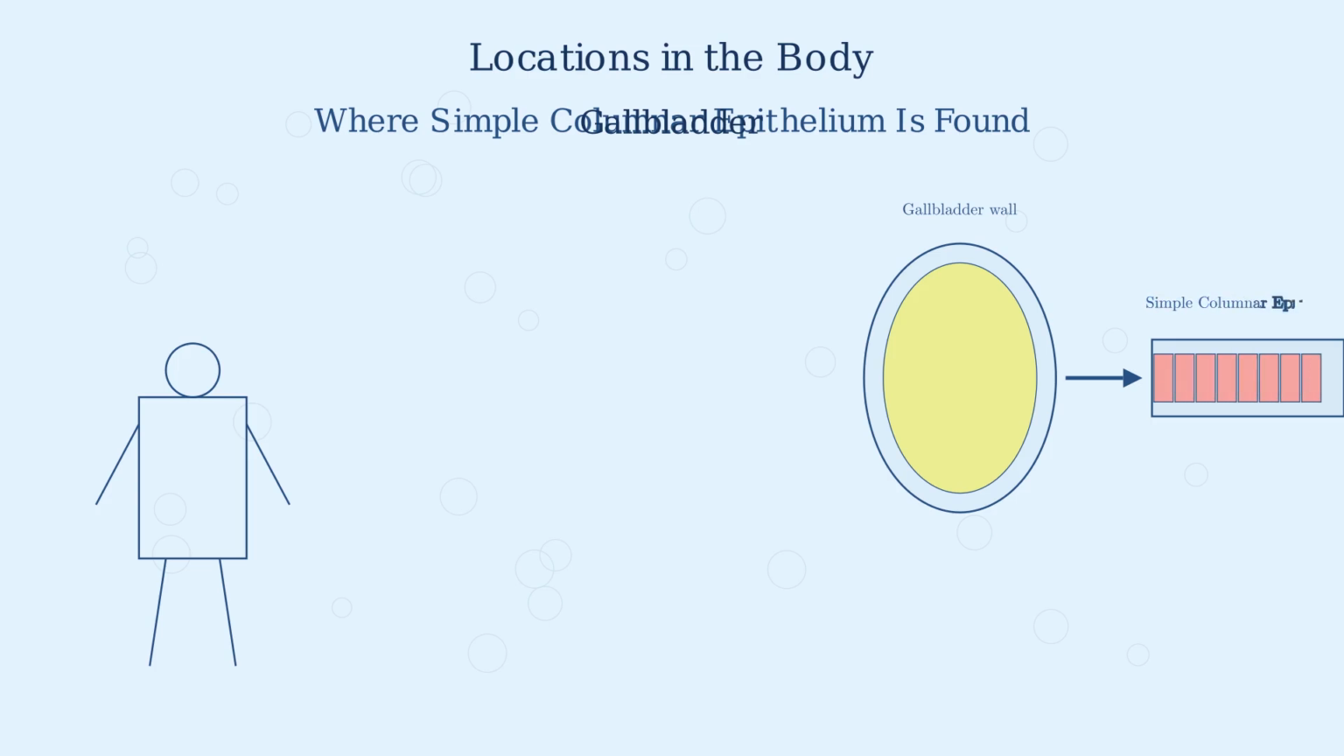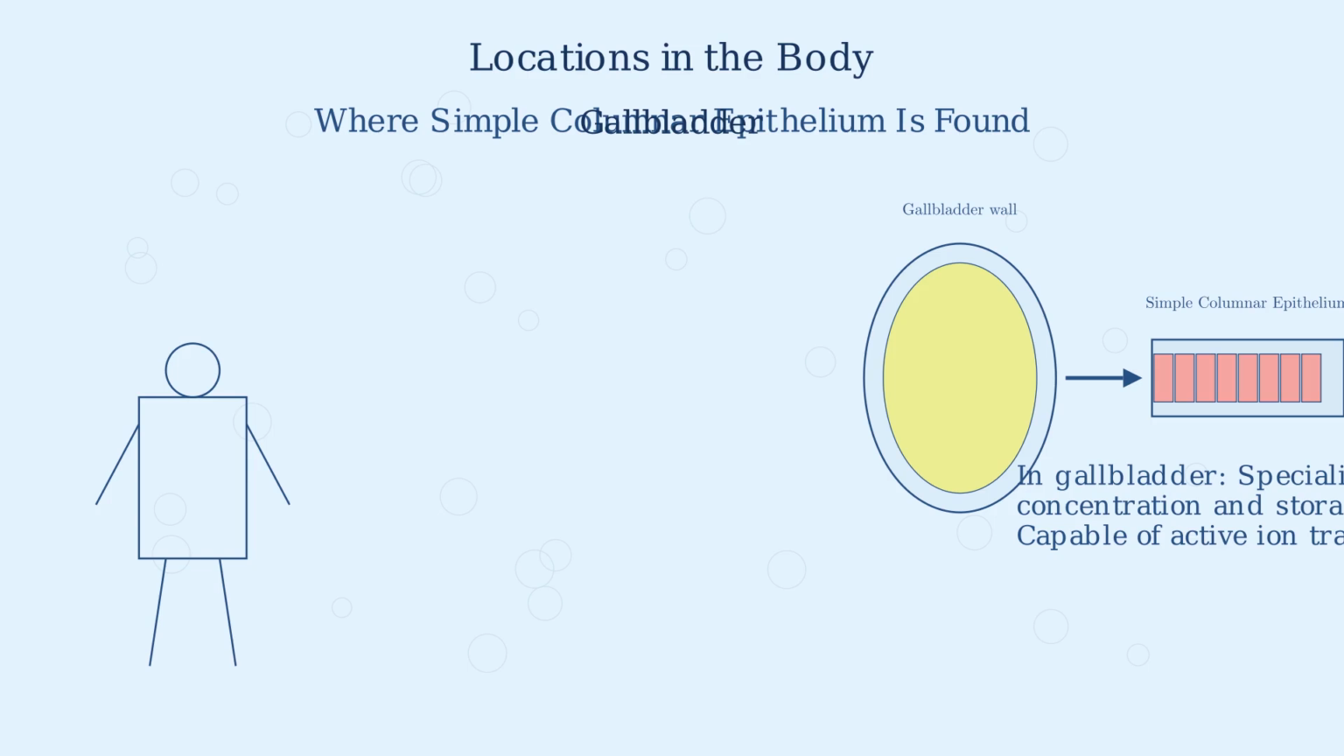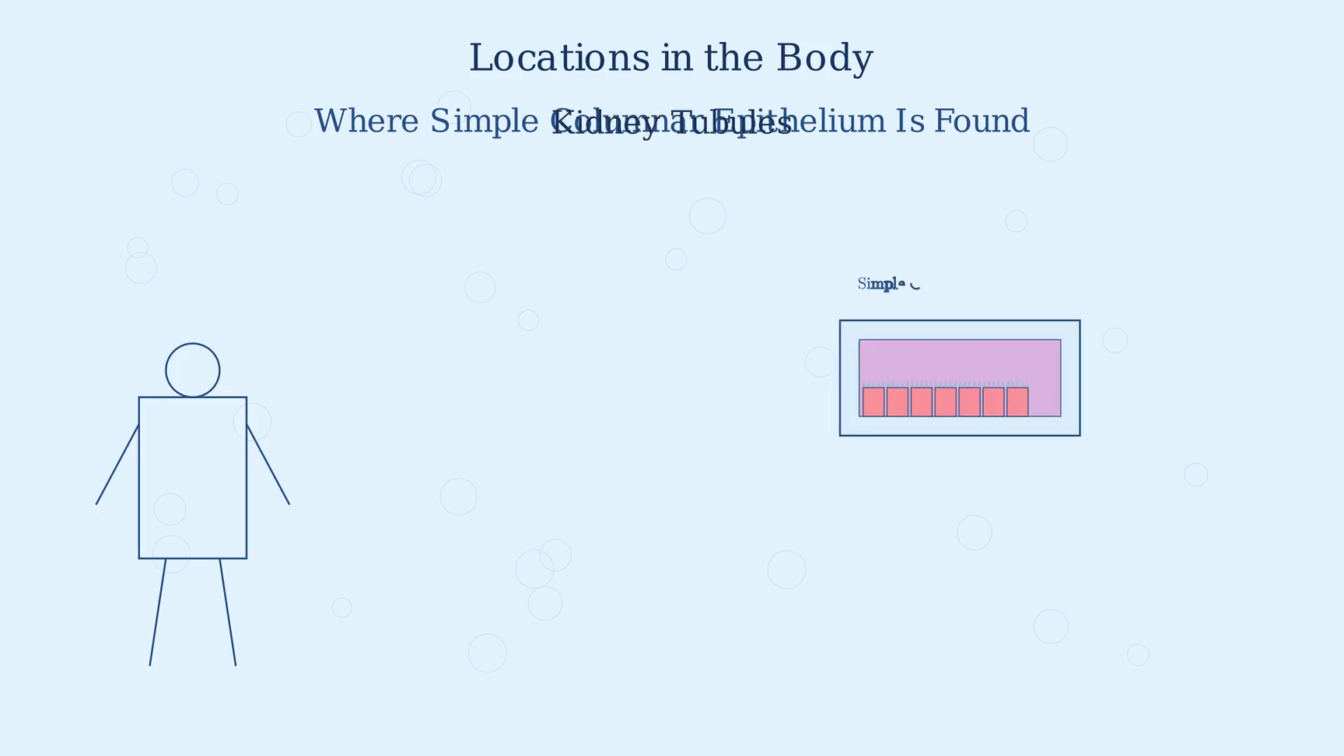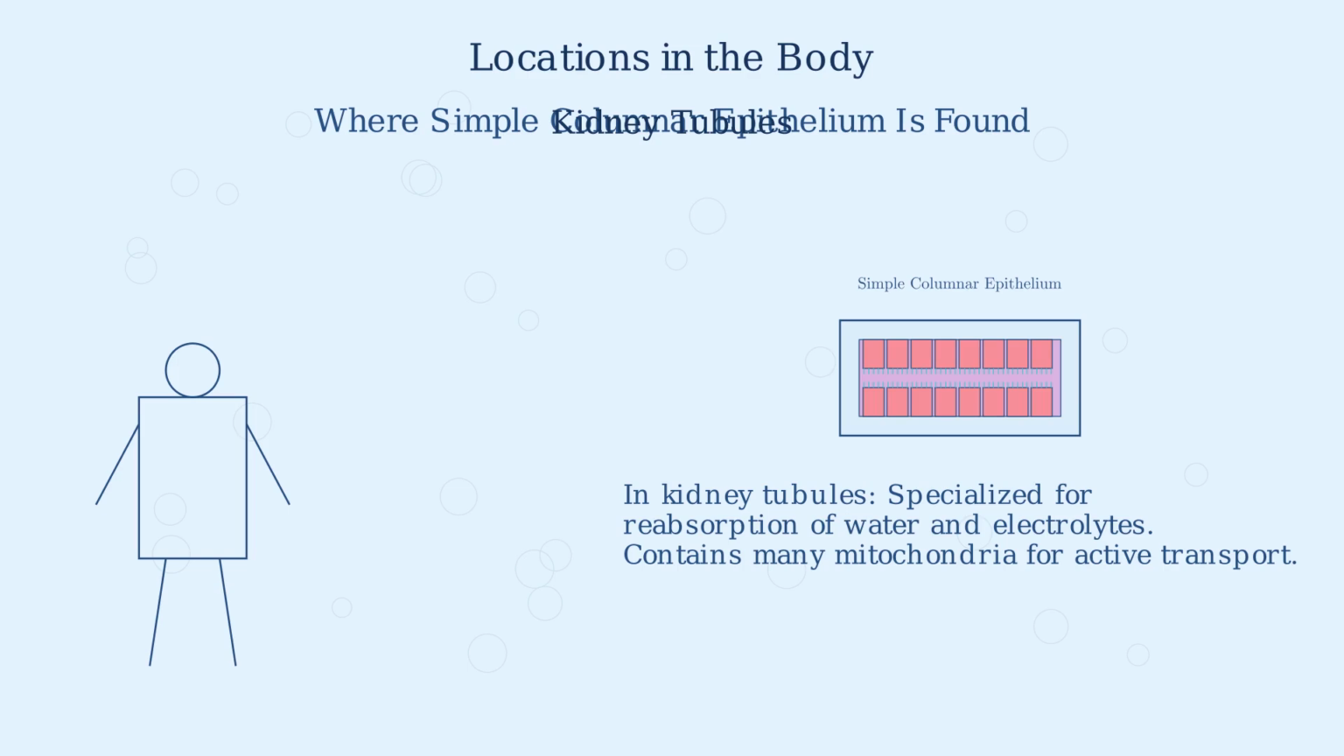The gallbladder is lined with simple columnar epithelium specialized for the concentration and storage of bile. These cells actively transport ions to concentrate bile between meals. In the kidneys, simple columnar epithelium lines parts of the tubules. These cells are specialized for reabsorption of water, glucose, and electrolytes. They contain numerous mitochondria to power active transport processes.